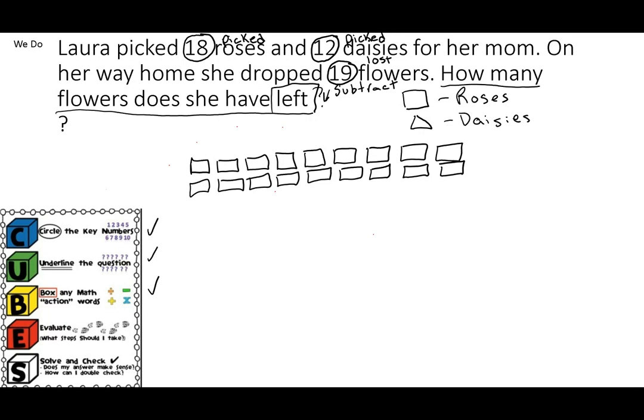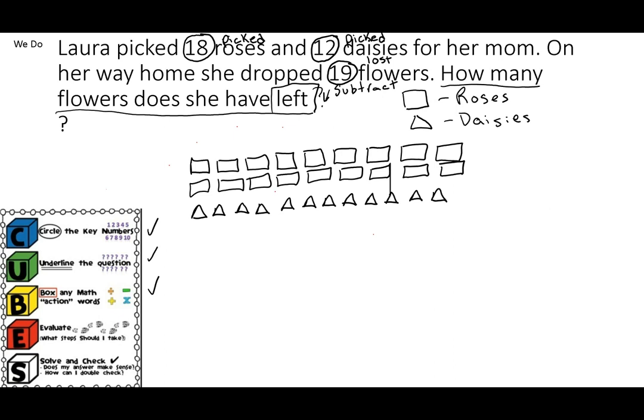Next, I need to draw the number of daisies. So how many triangles am I going to draw? Great job. 12 triangles. So I'm going to draw 1, 2, 3, 4, 5, 6, 7, 8, 9, 10, 11, 12. 12 triangles. So now the next key number is 19.